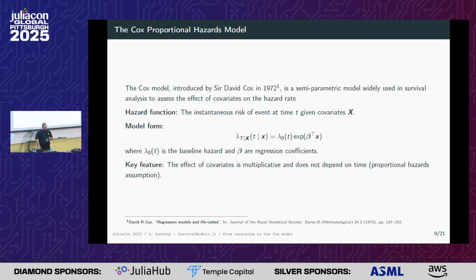It has one key feature, which is that the effect of covariates is multiplicative, and it does not depend on time. You see that there is a separation between the variable t and the variable x in the function, and this is what is called the proportional hazard assumption. This is an assumption that is usually false, but this model being old, being kind of the first one to be able to model those kind of things, it's still very predominant in the literature. And when some new data comes in, this is basically the first thing that a practitioner will try.